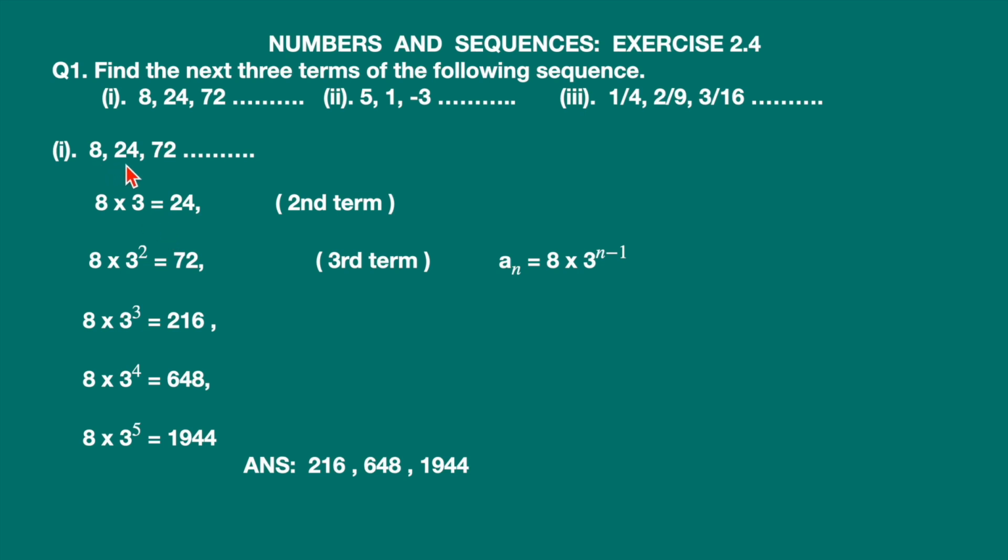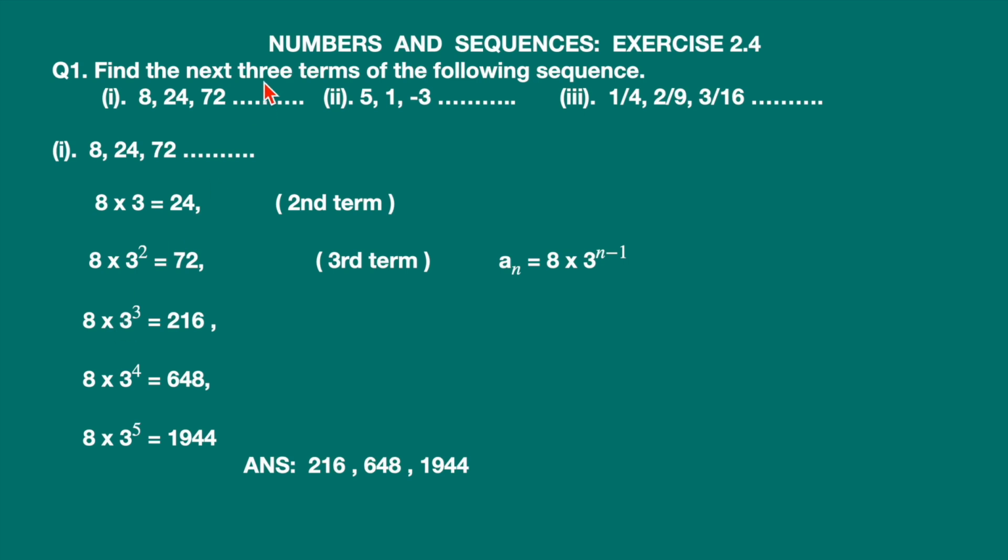Now let us go to the second term. Put n is equal to 2 in this general formula. 2 minus 1 is 1. So 3 raised to 1 is 3. 8 3s are 24. Okay. Now let's go to the third term. 3 minus 1 is 2. 3 raised to 2 is 3 into 3, that is 9. And 8 9s are 72. So you can see this is the sequence: 8, 24, 72. The nth term is this.